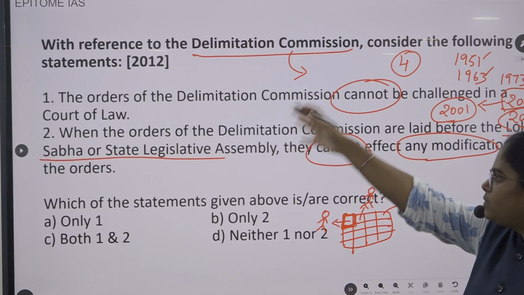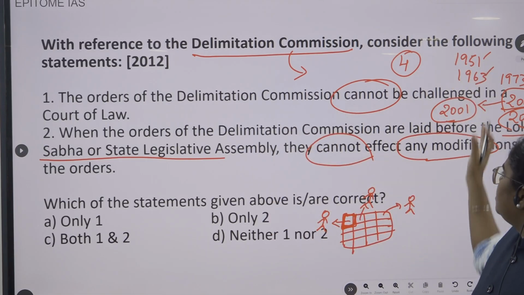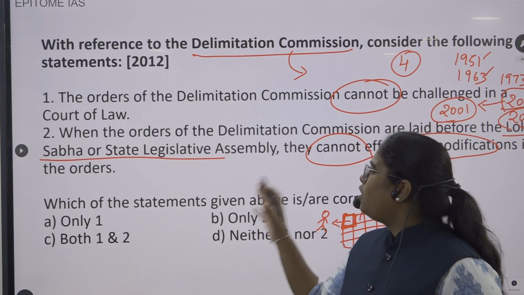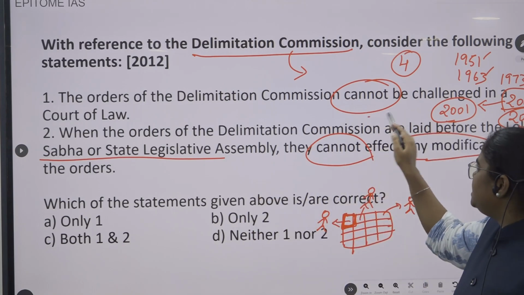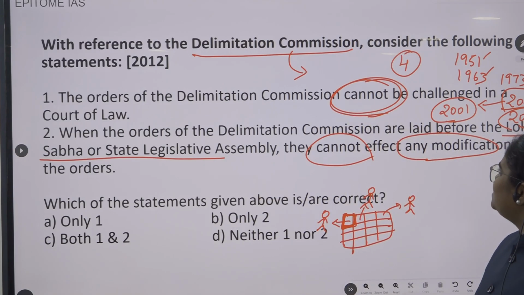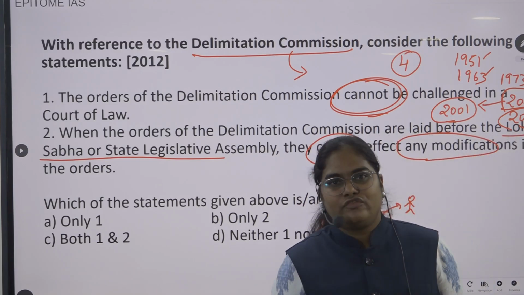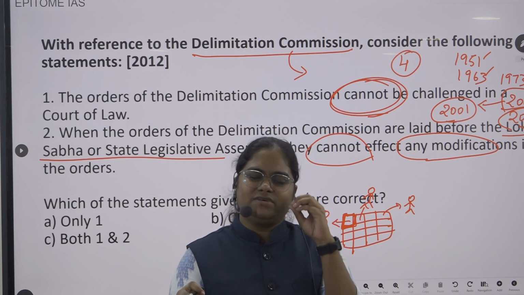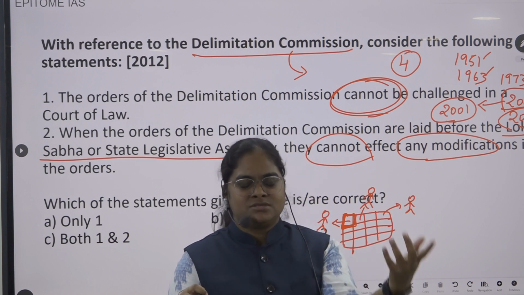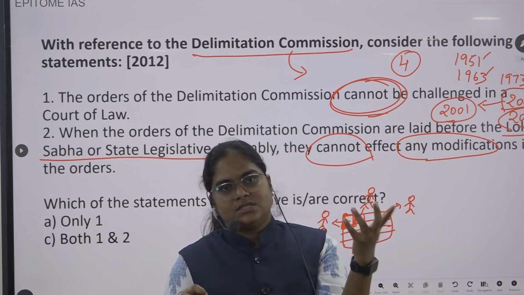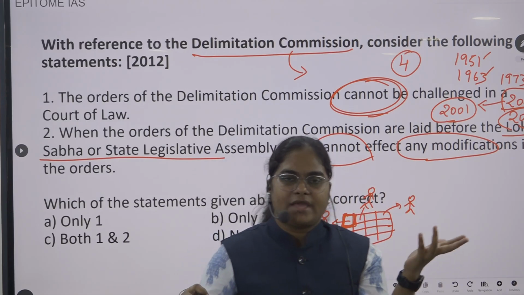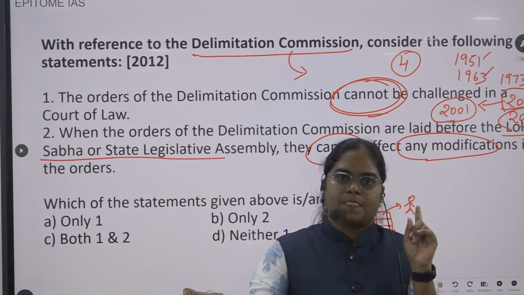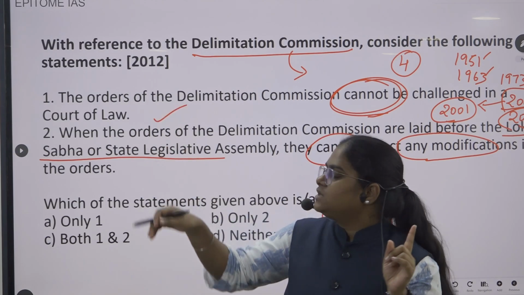So now let us go back to this question. We have talked a lot about the delimitation commission. First statement says that the orders of the delimitation commission cannot be challenged in any court of law. Is that true? That is true actually. So whatever the order the delimitation commission is coming up with, any court of law, Supreme Court, High Court, any court of law cannot question those orders. Okay, this statement is a correct statement.